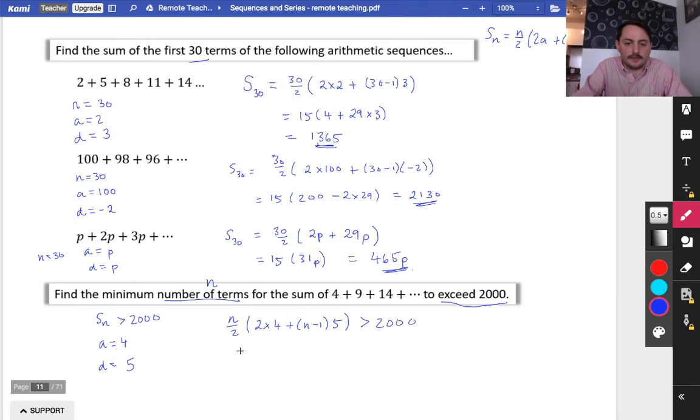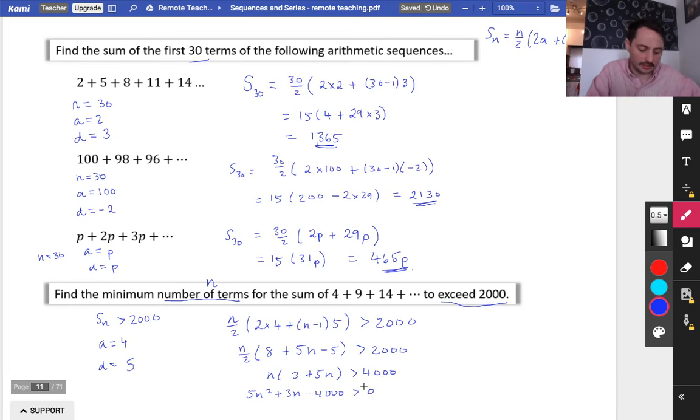So we get n over 2, 8 plus 5n minus 5 to be bigger than 2,000. I'm going to just get rid of this 2 here and multiply it up to the other side, and then I'm going to multiply by, let's just do this a little bit slower. So we get n brackets 3 plus 5n greater than 4,000. And then I'm going to expand this. It's going to be a quadratic, and I'll put it all on one side. So let's see what we've got here. We would have 5n squared plus 3n minus 4,000 has got to be greater than 0.